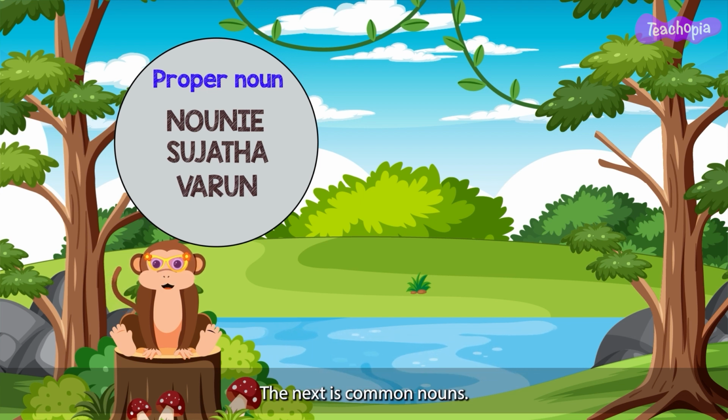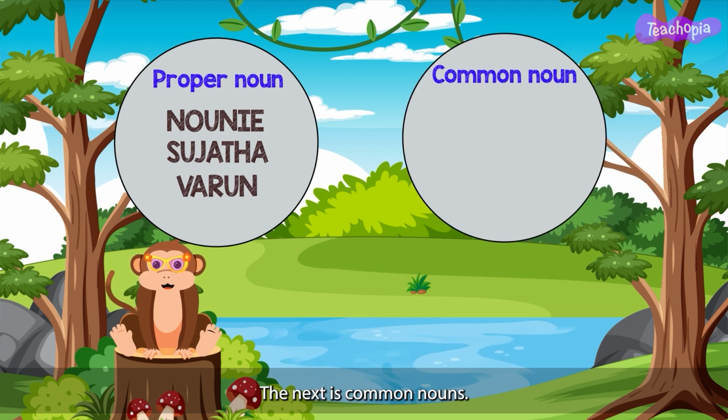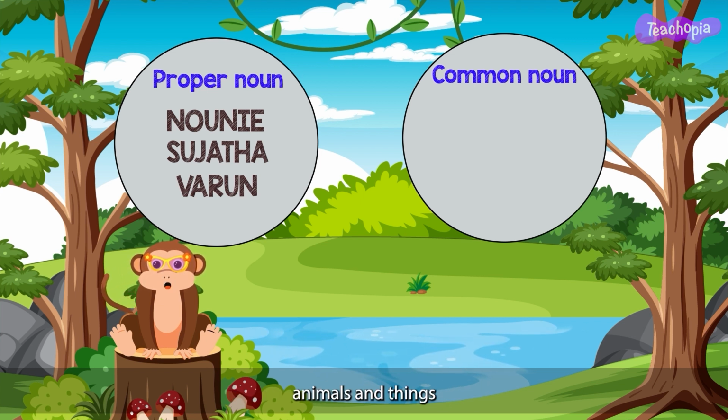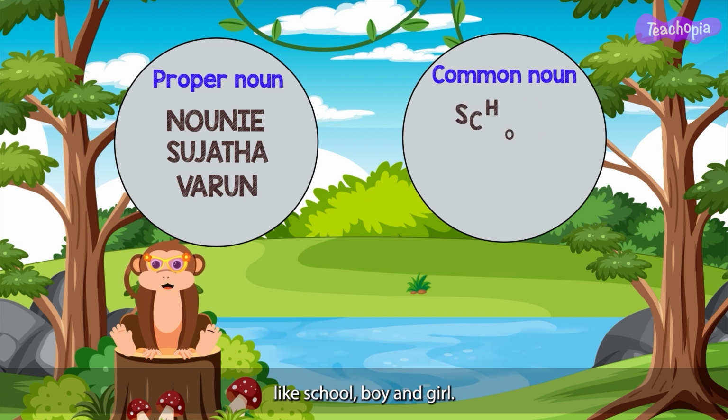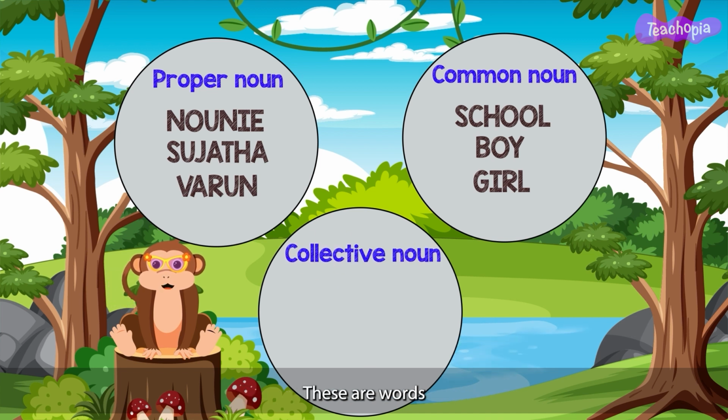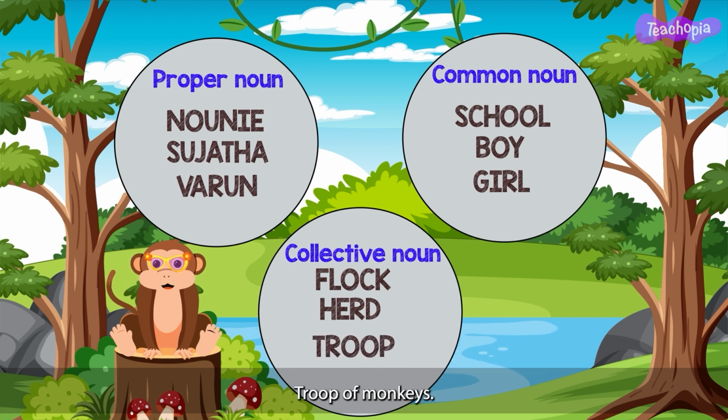The next is common nouns. These are general names for people, animals, and things, like school, boy, and girl. The next we saw collective nouns. These are words for groups of nouns or things, like flock of birds, herd of cows, troop of monkeys.